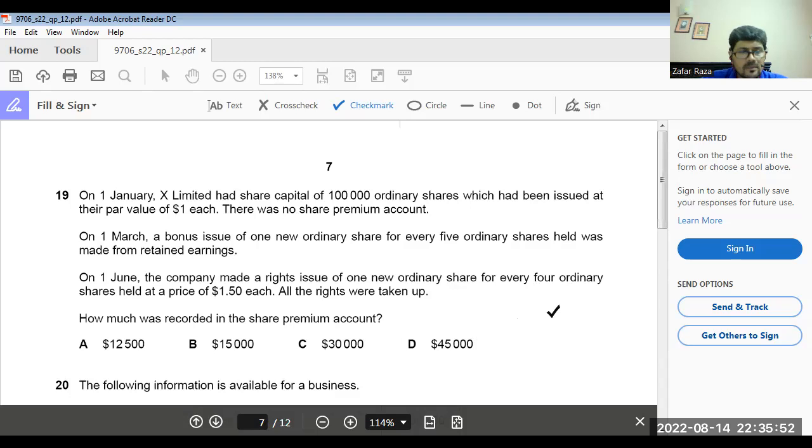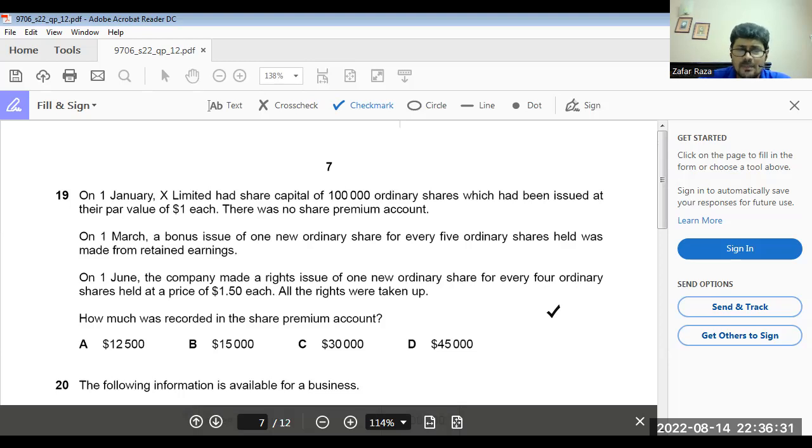Okay. Question number 19. On 1st January, X Limited had share capital of 100,000 ordinary shares which had been issued at their par value of $1. There was no share premium account. On 1st March, a bonus issue of 1 new ordinary share for every 5 ordinary shares held was made from retained earnings. Okay, bonus share. To complete the double entry for bonus shares, what we debit, we debit share premium account, but we do not have share premium account here. Okay, now see what happened.